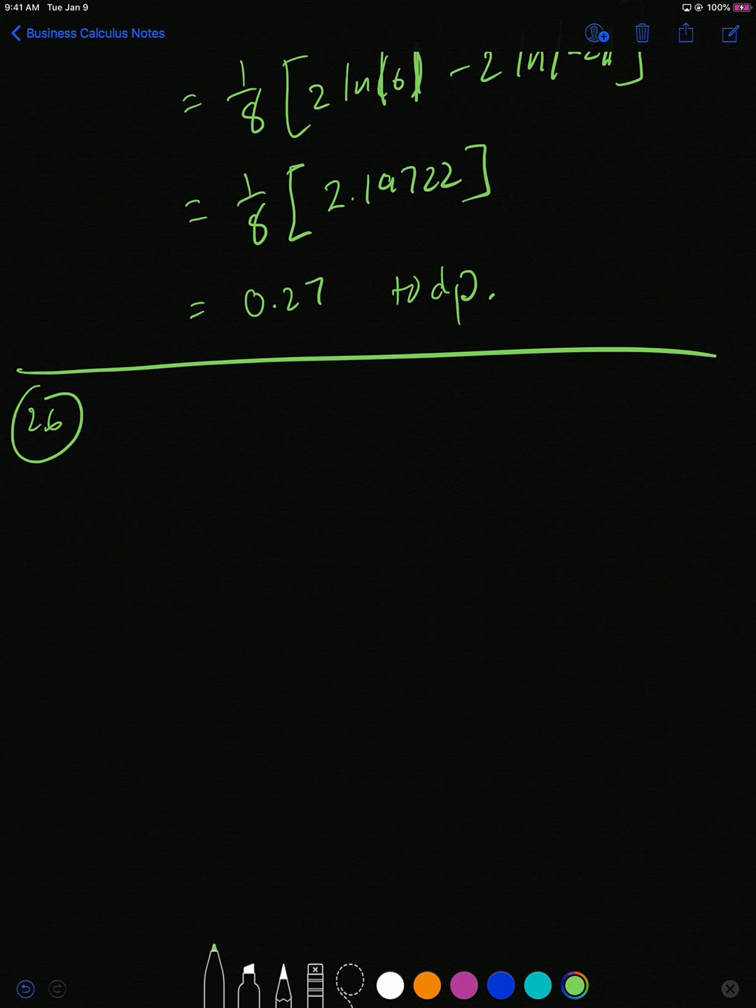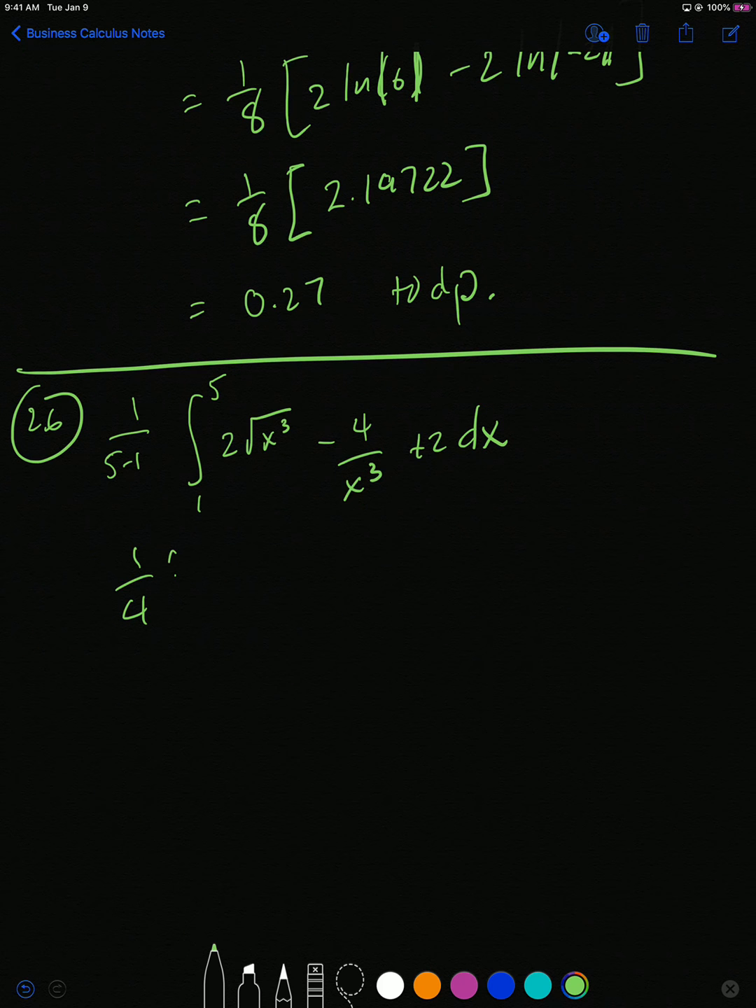Number 26. I want the average value from 1 to 5 of this function. So that's the integral, with 5 minus 1, from 1 to 5 of 2 times the square root of x cubed minus 4 divided by x cubed plus 2 dx. The 5 minus 1 is 4, so that's 1/4 of the integral from 1 to 5 of 2 times x to the 3/2 minus 4 times x to the negative 3 plus 2 dx.